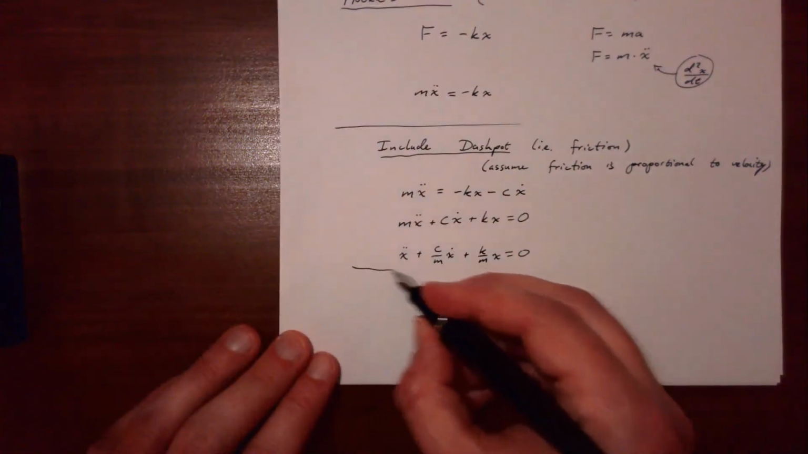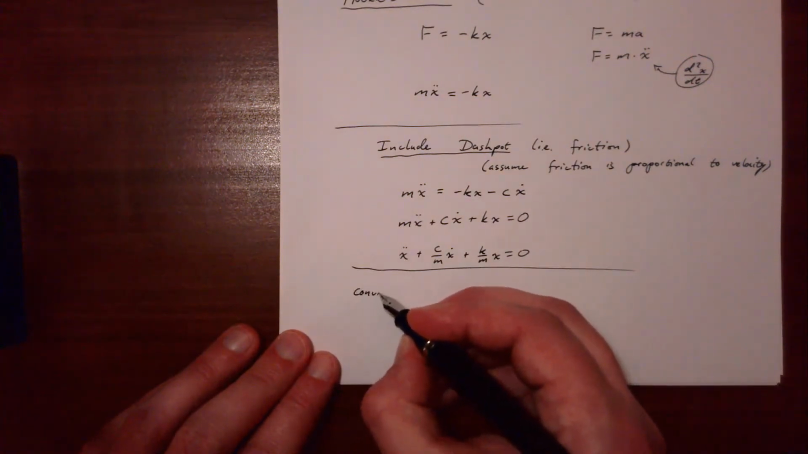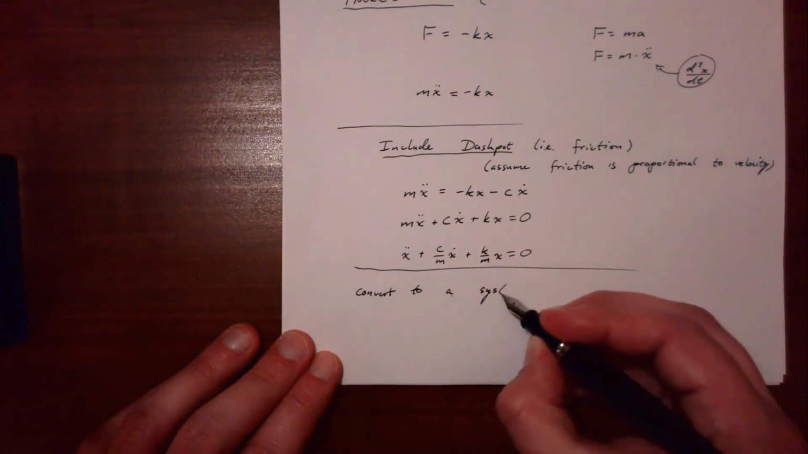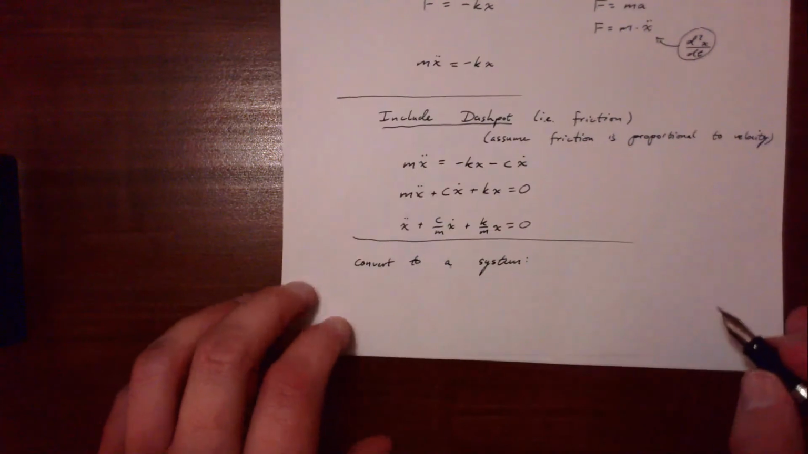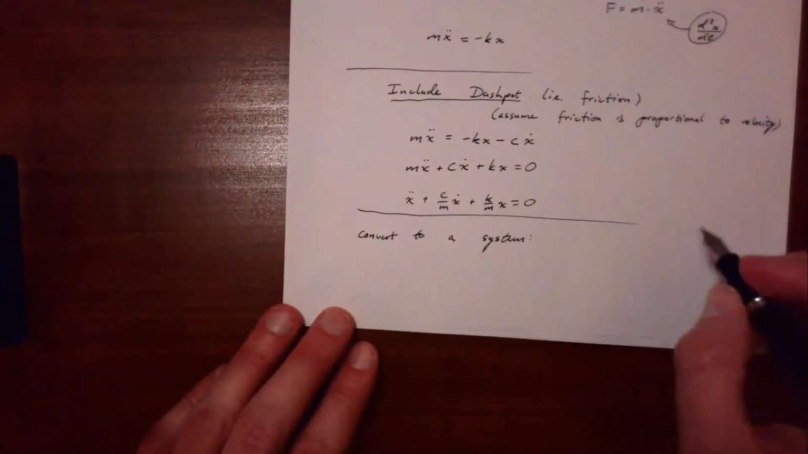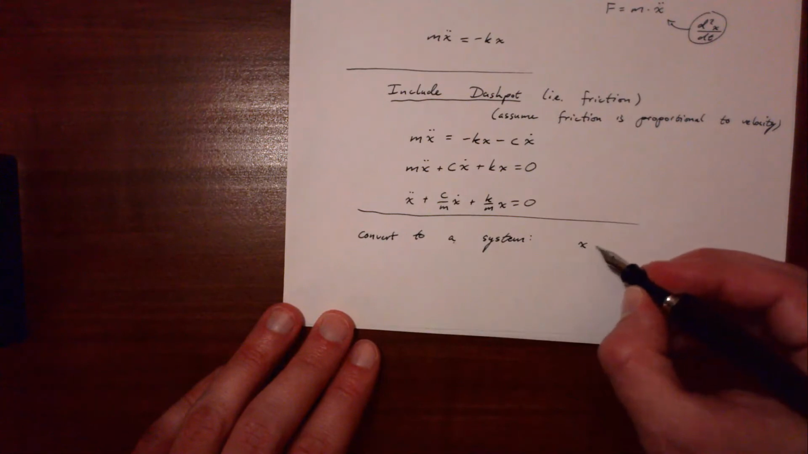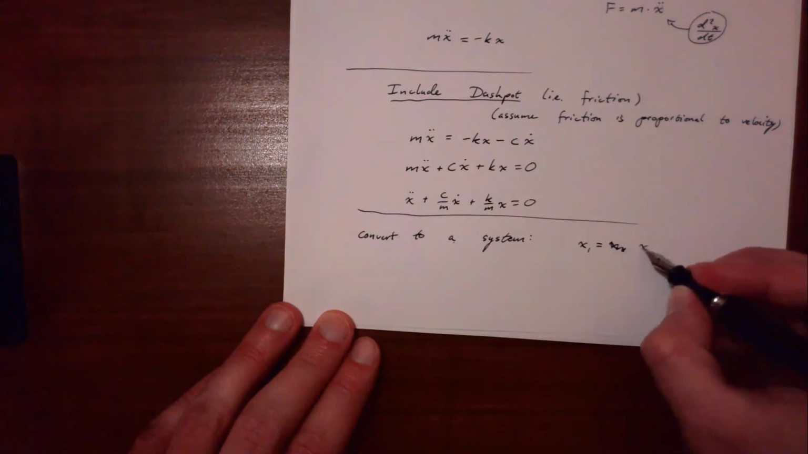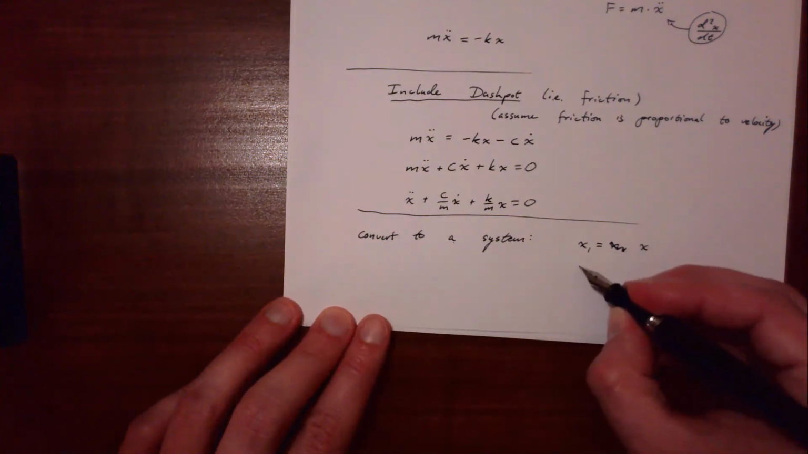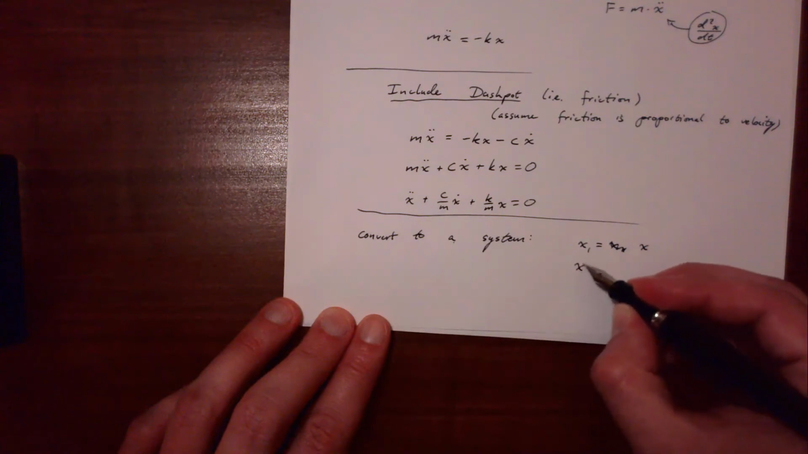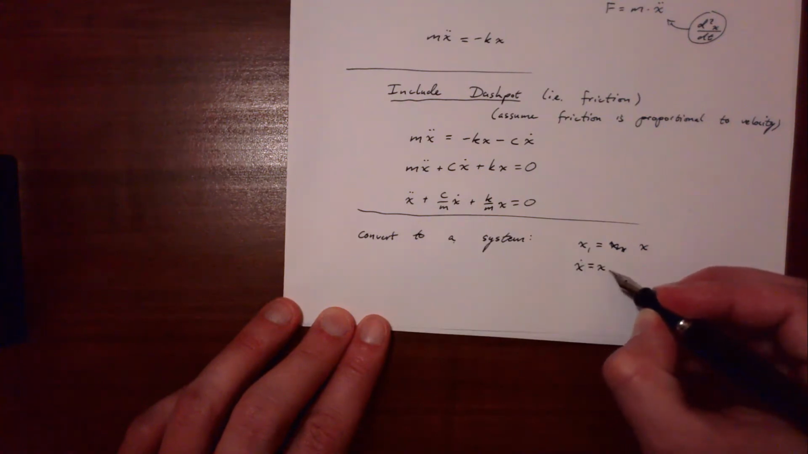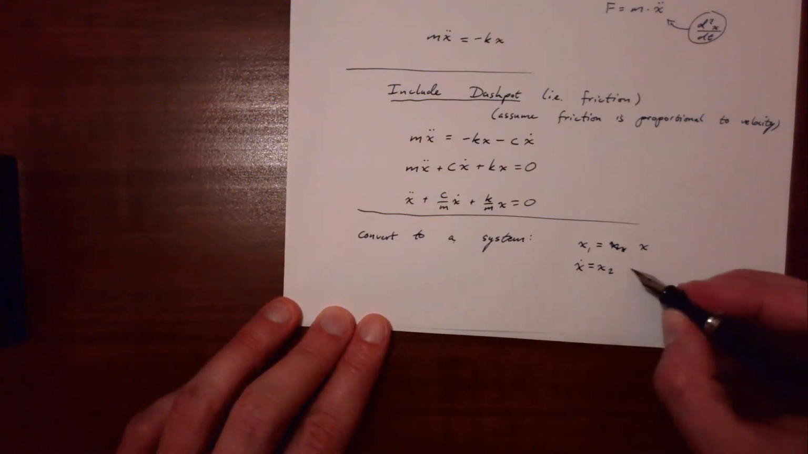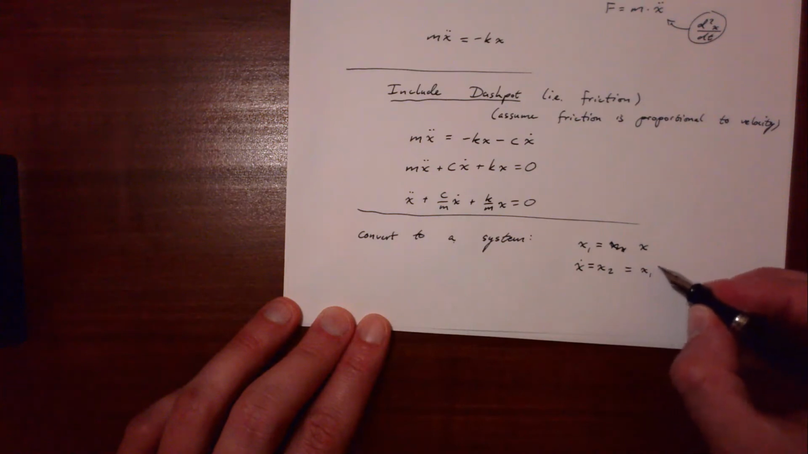So then, let's convert this. Convert this to a system. All right. Well, we have a set pattern for this. We'll just say x1 just equals x, and we'll say that the derivative of x is equal to x2. So in other words, x1 prime.